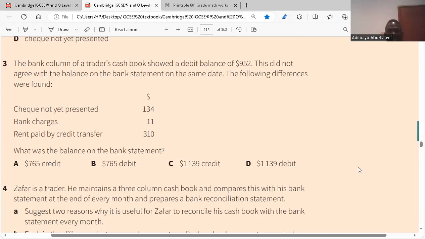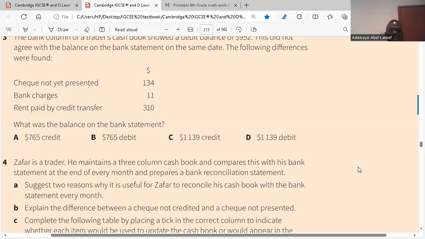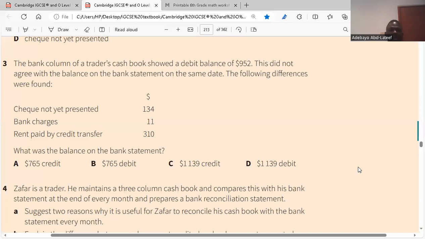The bank column of trader's cash book showed a debit balance. This did not agree with the balance of the bank statement on the same date. The following differences were found: check not yet presented, bank charges, rent paid by credit transfer. So what was the balance on the bank statement? 952 is a debit balance, so that means it's supposed to be credited. So 952 plus 310, plus 134, minus 11.